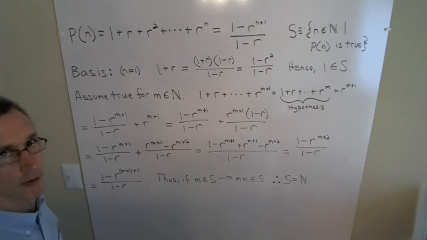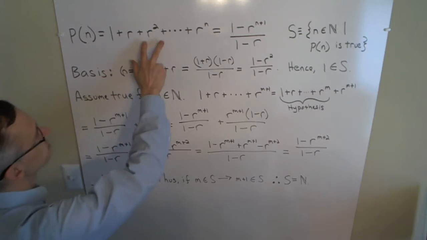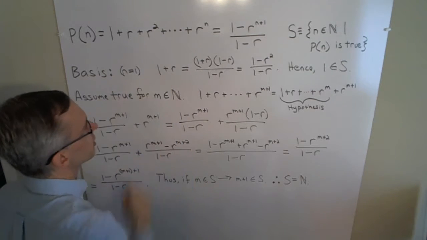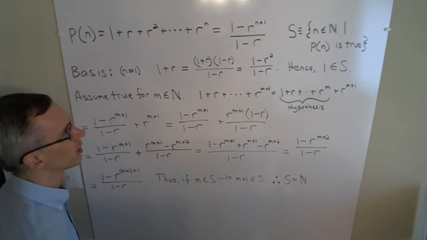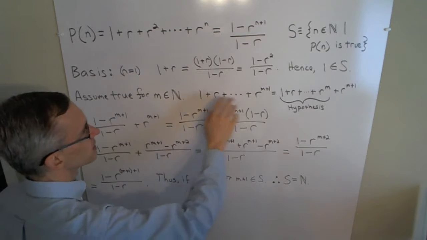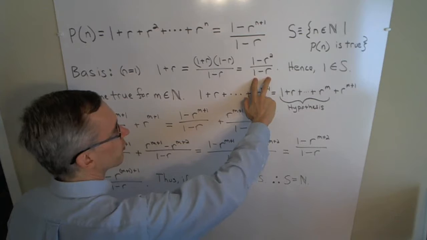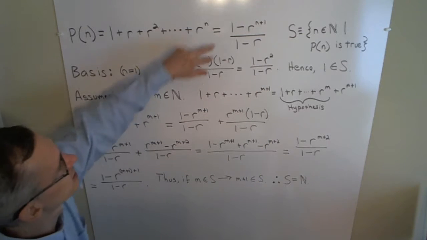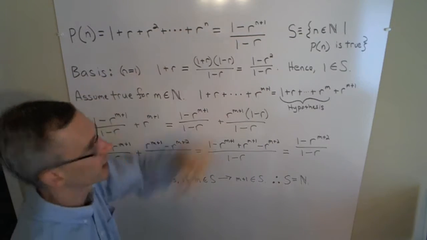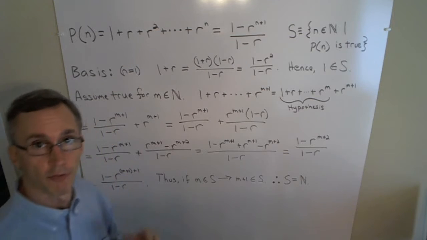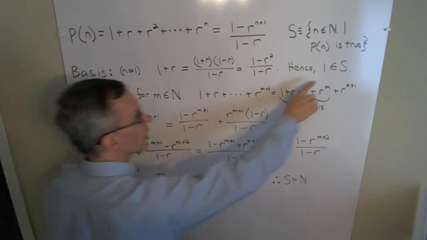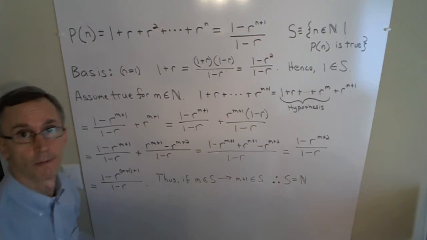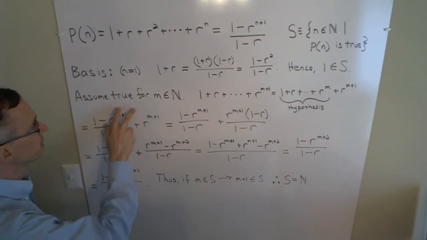And here we choose n equals 1. This expression with n equals 1 is 1 plus r. Multiply this by 1 minus r over 1 minus r. Simplify the top to get 1 minus r squared over 1 minus r, which is exactly this expression with n equals 1. So we've proven that the proposition is true for 1, hence 1 is an element of the set S. Now we perform the inductive step.